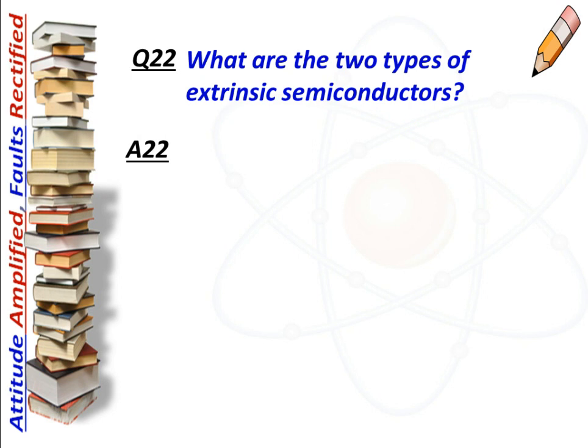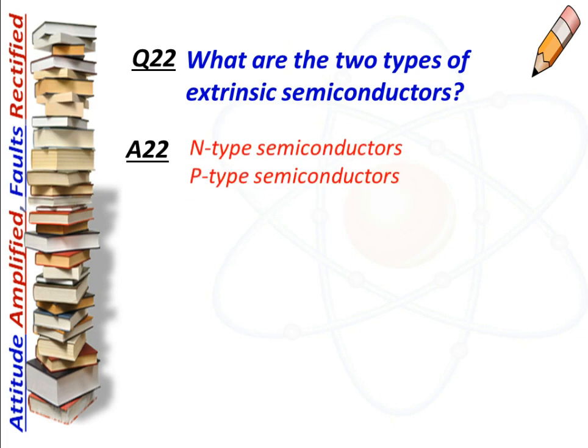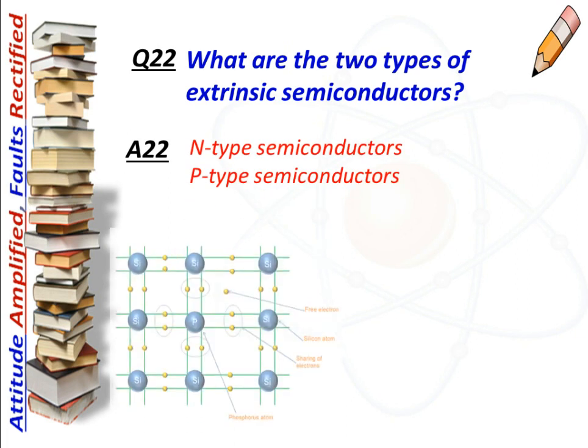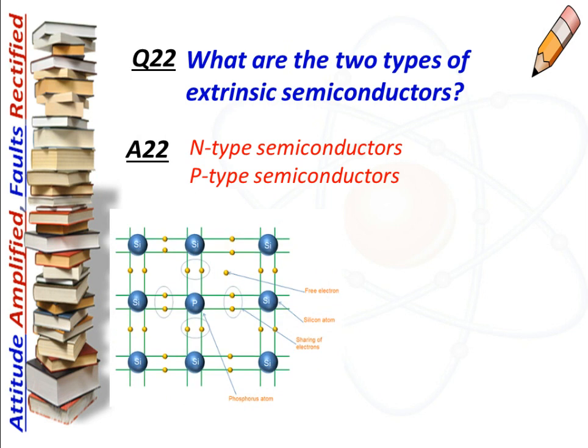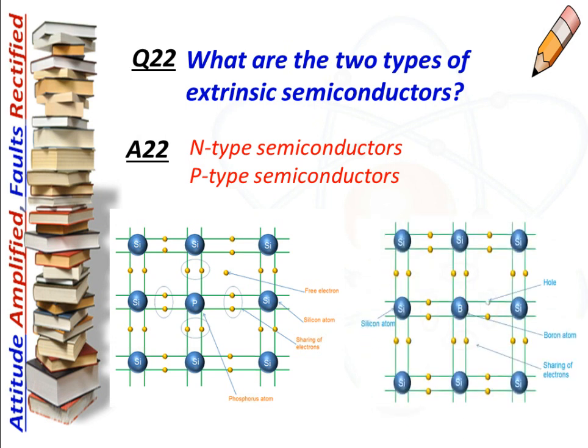What are the two types of extrinsic semiconductors? N-type semiconductor, P-type semiconductor. This diagram will show you N-type semiconductor, and this will show you P-type semiconductor. It has trivalent impurity added.